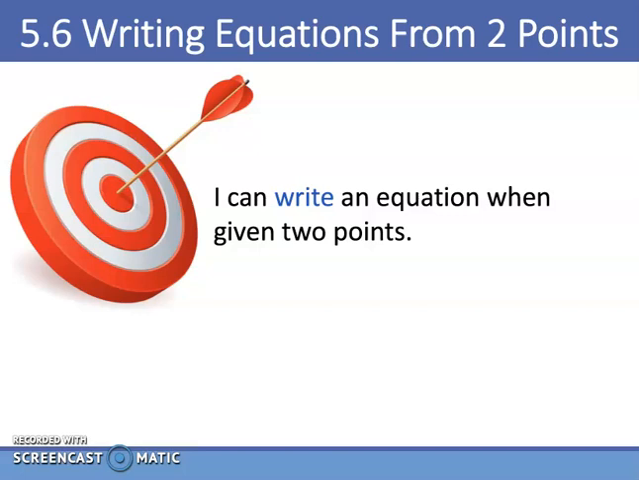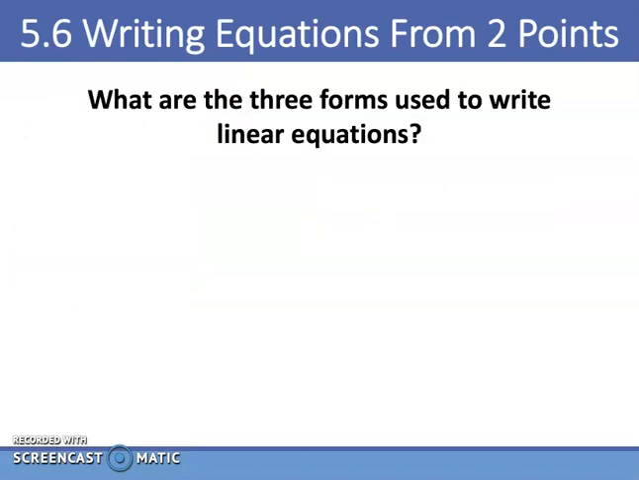This is lesson 5.6, writing equations from 2 points. By the end of this lesson, you should be able to write an equation when you're given 2 points, either on a graph or in just a word problem. So basically, what are the 3 forms we've used so far to write linear equations?